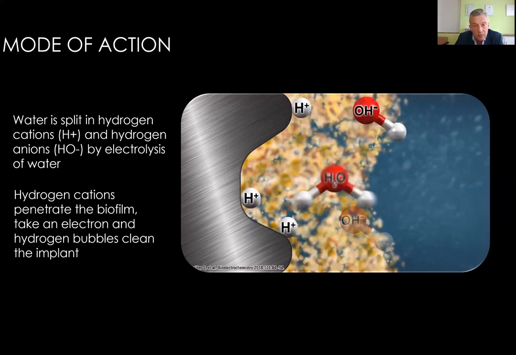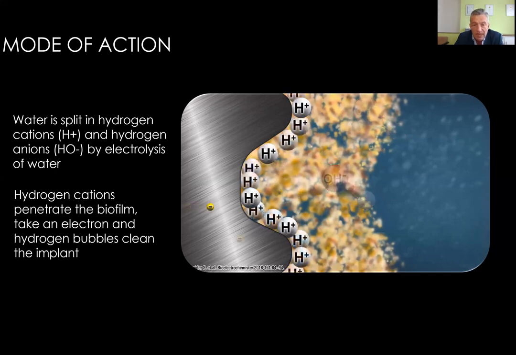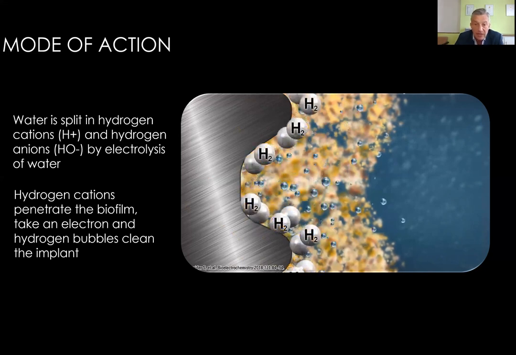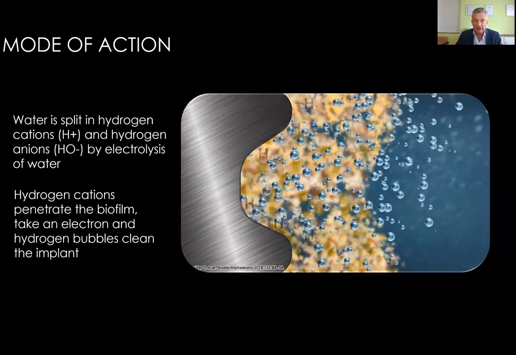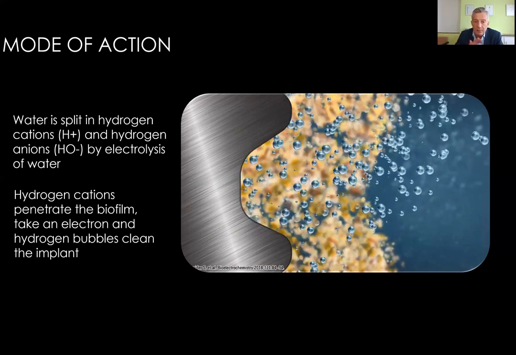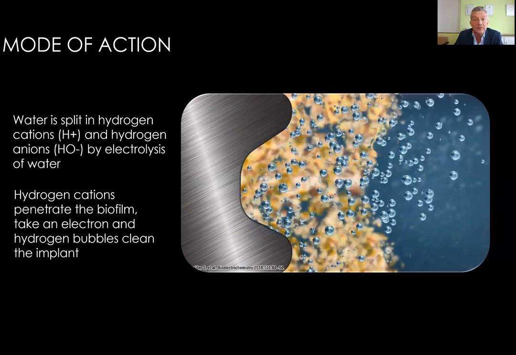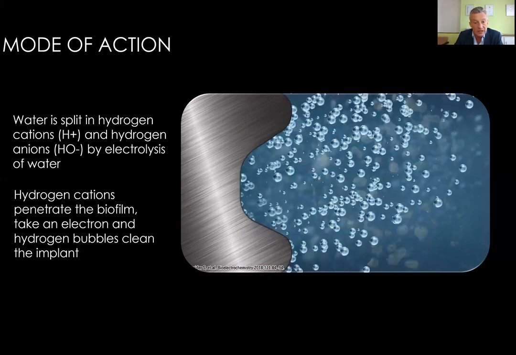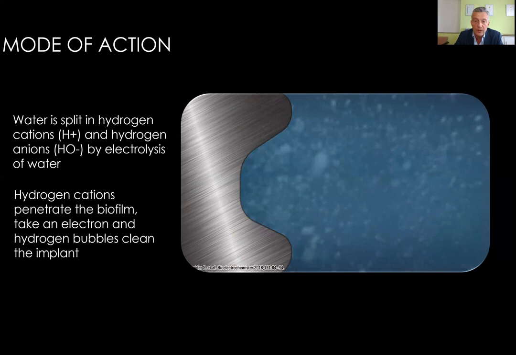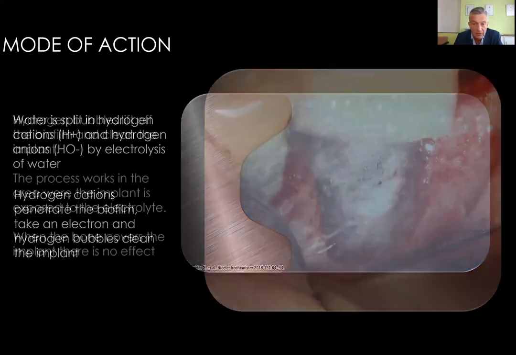They are rinsed away, and a buffer is used so that the pH of the solution stays the same. But the hydrogen cations, the positively loaded hydrogen ions, take an electron from the negatively loaded implant, and then we have hydrogen. And these hydrogen bubbles push away the biofilm, and finally we end up with a clean surface, as I will prove in the next minutes. That's the mode of action of this implant device.